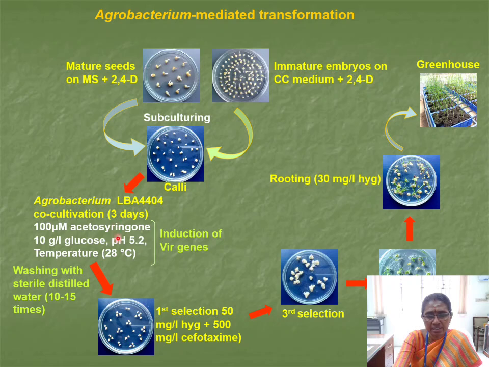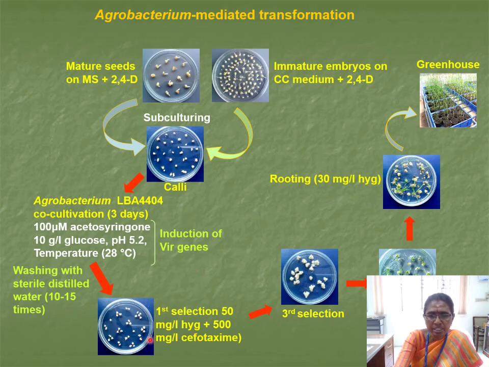These are all the chemicals added during the co-cultivation process. They will induce the virulence genes for the transfer of T-DNA from the Agrobacterium into the plant cells, namely 100 micromolar acetosyringone with 10 grams per liter of glucose, at an acidic pH of 5.2 and a temperature of 28 degrees centigrade. Then after 3 days of co-cultivation, we have to wash the calli with sterile distilled water 10 to 15 times to remove the Agrobacterium.